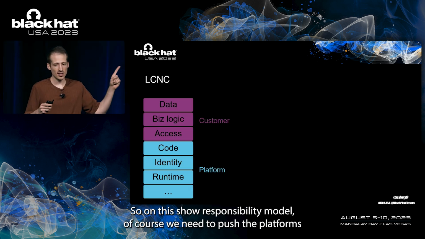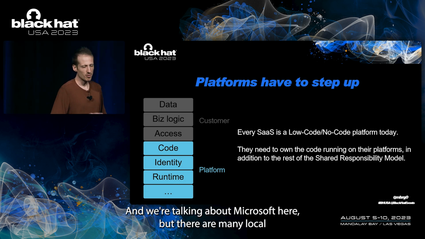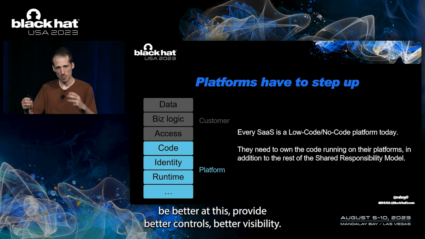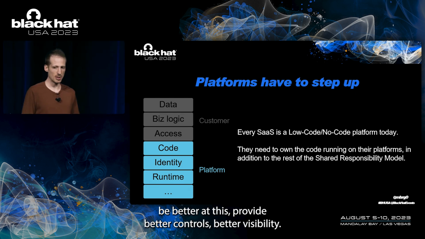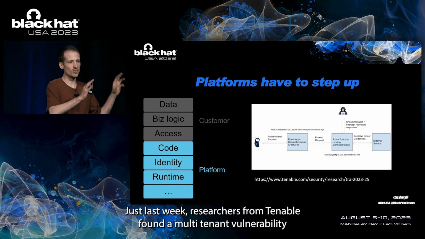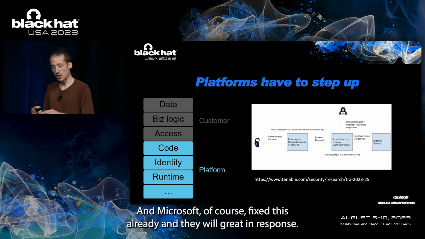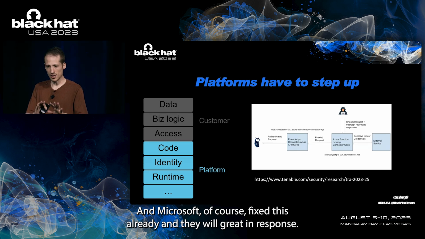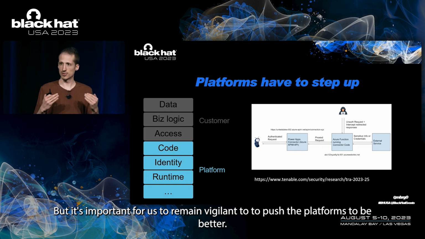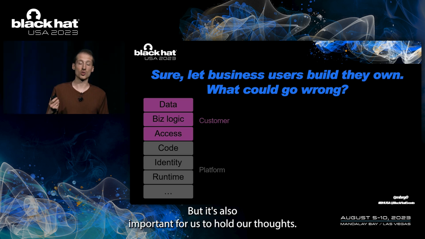So on this shared responsibility model, of course, we need to push the platforms to be better. I've been talking about Microsoft here, but there are many low-code, no-code platforms that we need to help be better at this, provide better controls, better visibility. Just last week, researchers from Tenable found a multi-tenant vulnerability within Power Platform, the same thing that we've been discussing today. And Microsoft, of course, fixed this already, and they were great in response. But it's important for us to remain vigilant, to push the platforms to be better. But it's also important for us to hold our part.